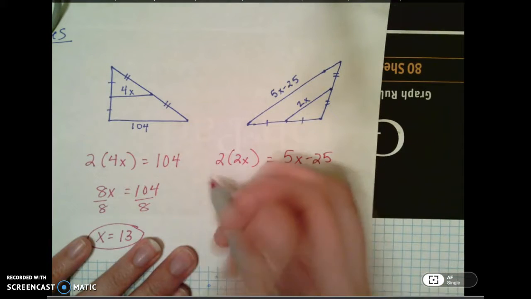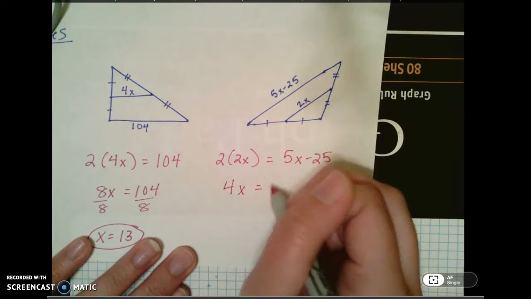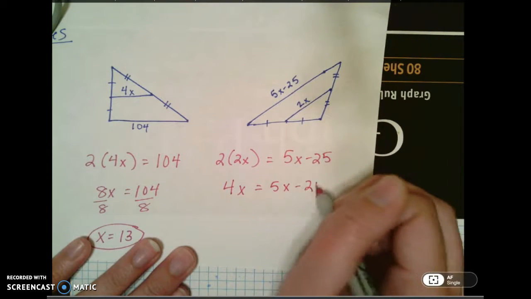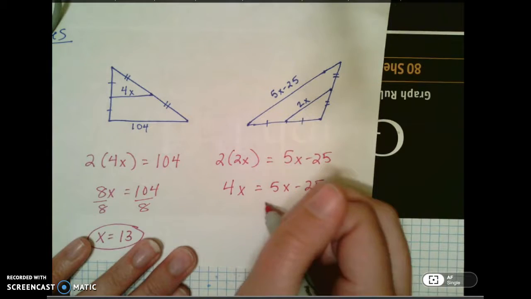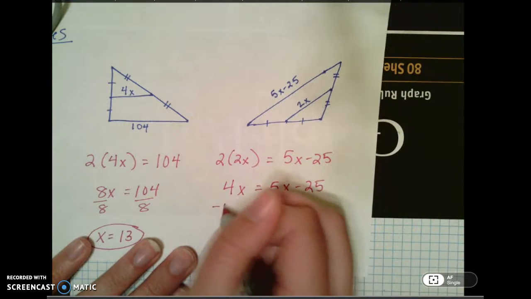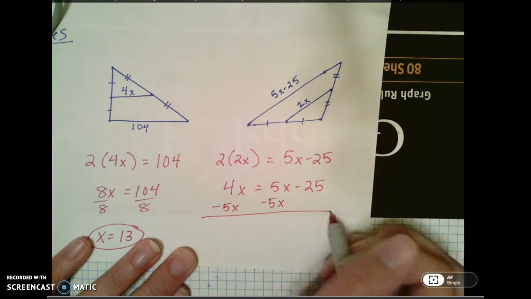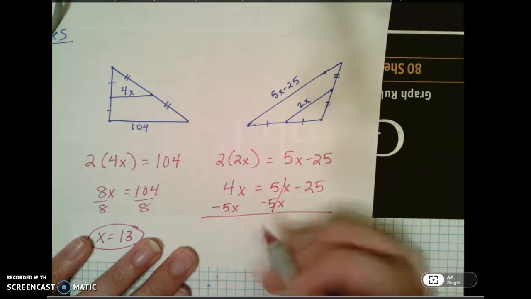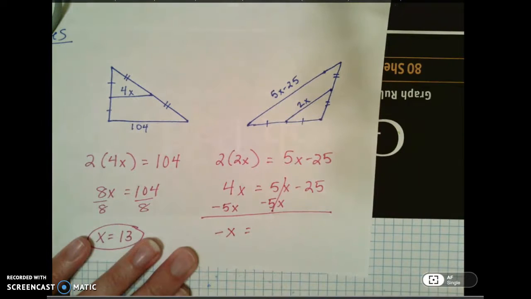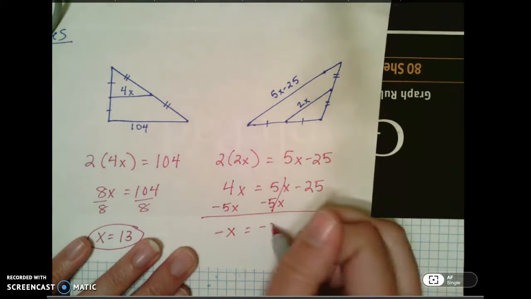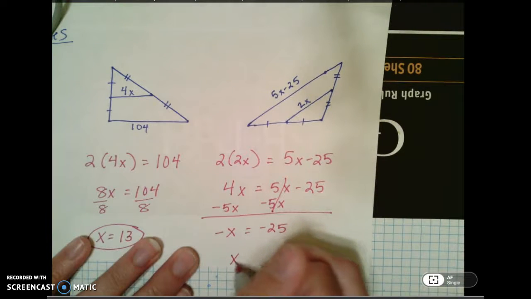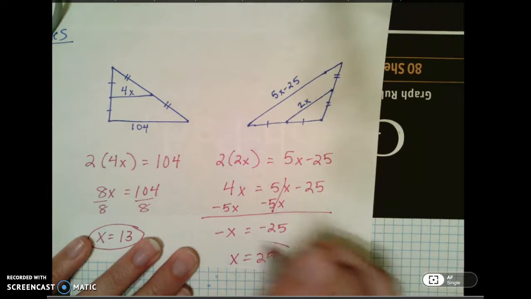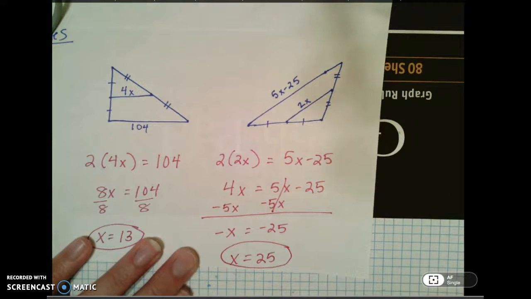2 times 2x makes 4x. Now I need to put my x's together. So I'm going to subtract 5x from over here and over here. 4x minus 5x makes negative x equals negative 25. And since they're both negative, I can multiply or divide both of them by -1, which means x is 25. And that's midsegments.